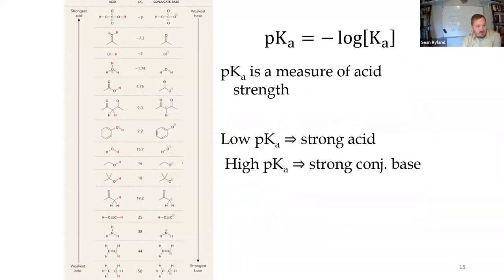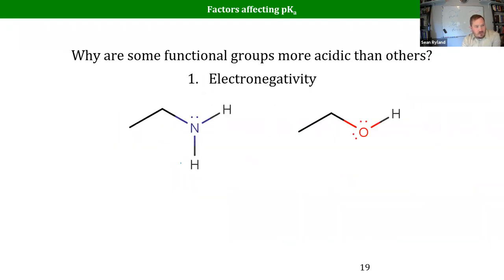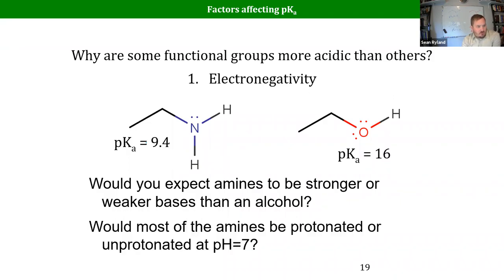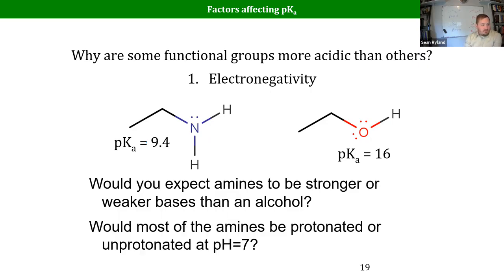So those are our main criteria for determining, if you don't have a table of pKa values sitting in front of you and you're trying to figure out which molecule is going to be more acidic: look for having things attached to electronegative elements, and resonance. Which of them is going to have more resonance if it's deprotonated? So this is the example we just did on the board, a review from last week.